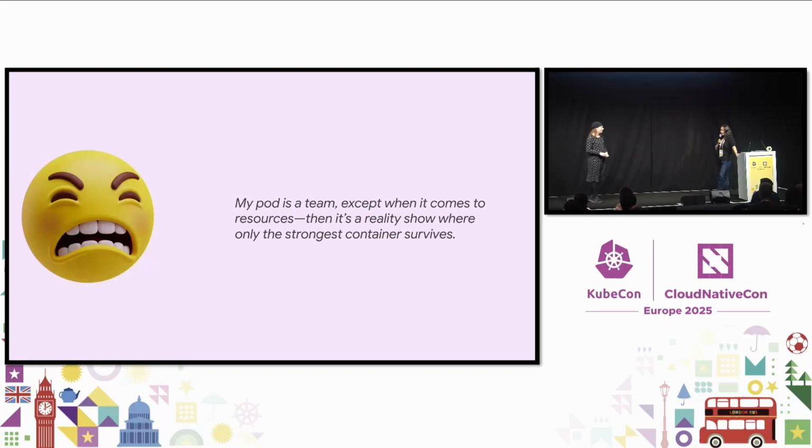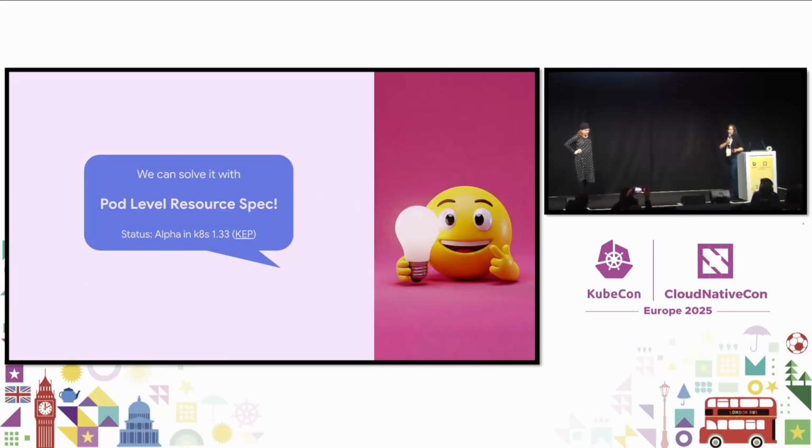Yeah, of course. SIG Node and the community have heard this kind of request for years, and we finally introduced a new feature called pod level resources. The feature is in Alpha in this recent release, 1.32, 1.33. It allows you to apply the resource request and limit at the pod level instead of the individual container level.